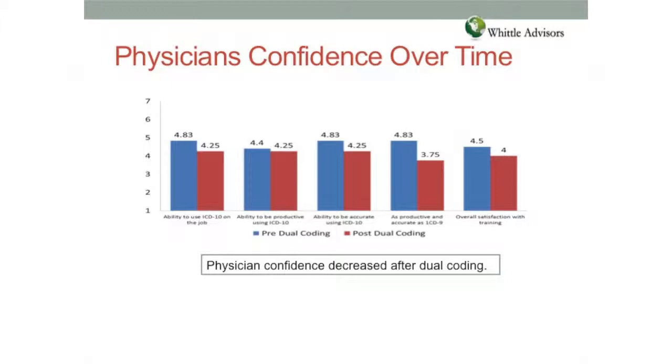We see that here, when we ask them, can you be as productive and accurate in I-10 as you were in I-9? More than 1 percentage point drop. Went from a 4.3 to a 3.7. That is very significant. Remember, when you do a pilot and you're looking to engage others to do something extra on top of their day job, you typically get those that are highly engaged. They want to be successful in ICD-10.